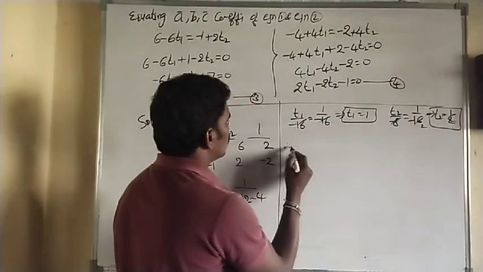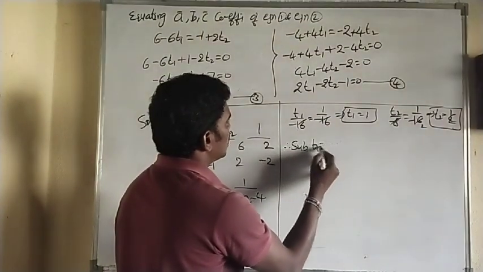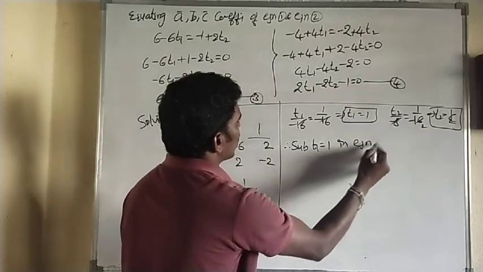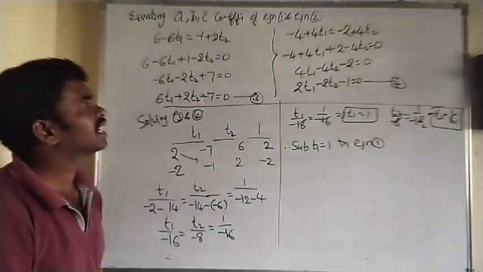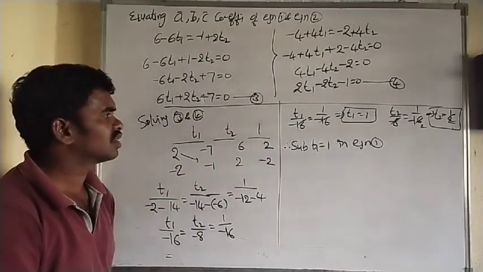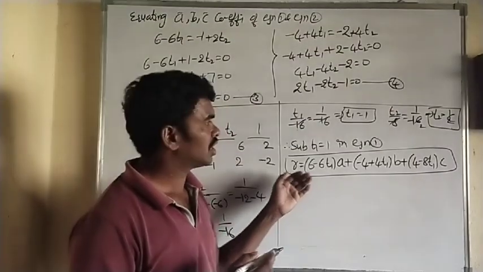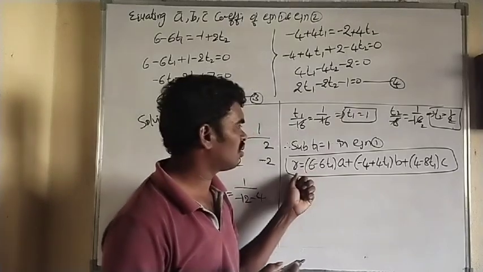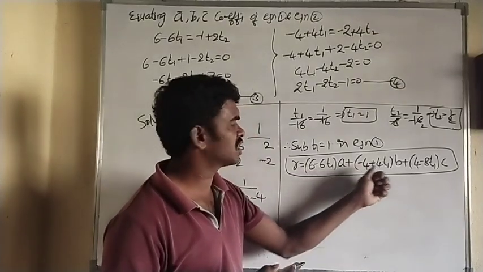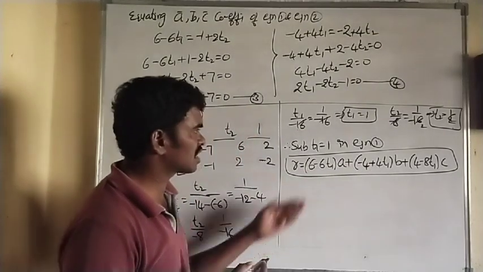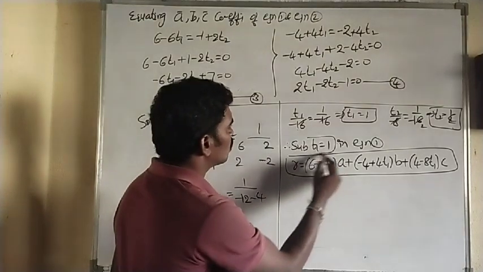Therefore, substitute t1 equal to 1 in equation 1. Then we can get the intersect point minus 4c. What is equation 1? R equals (6 minus 6t1) a plus (minus 4 plus 4t1) b plus (4 minus 8t1) c, from the previous steps. Now substitute t1 equal to 1 in this equation.